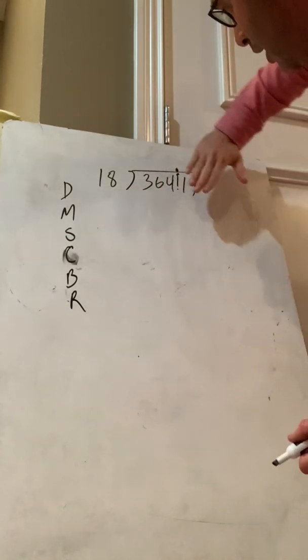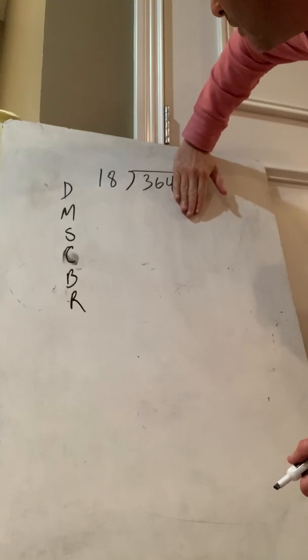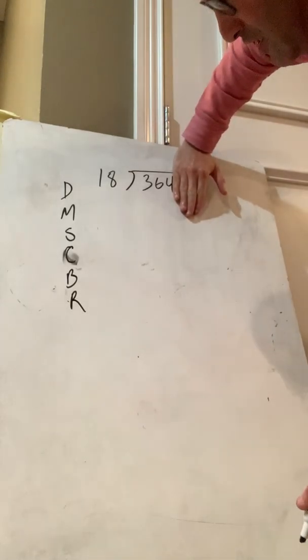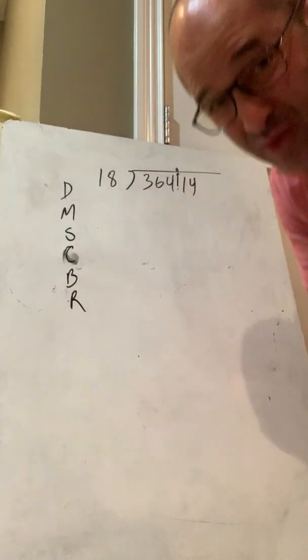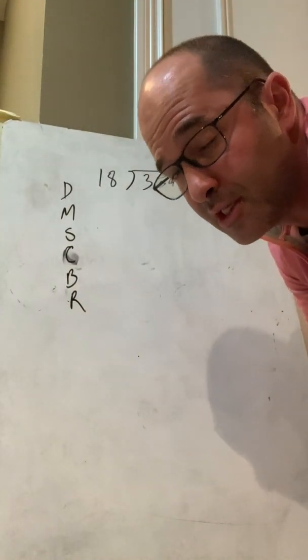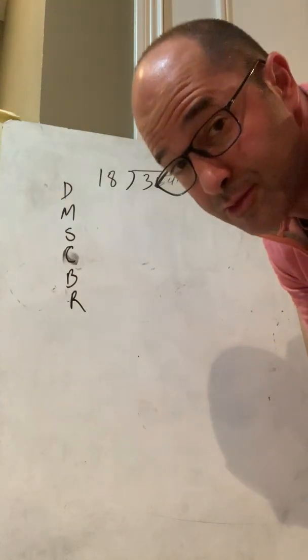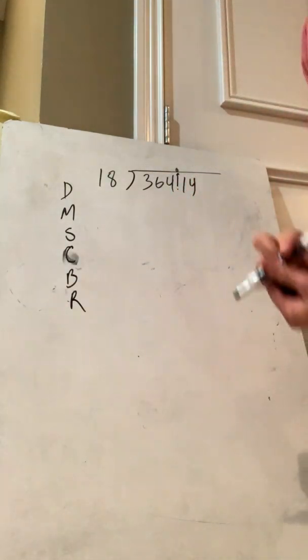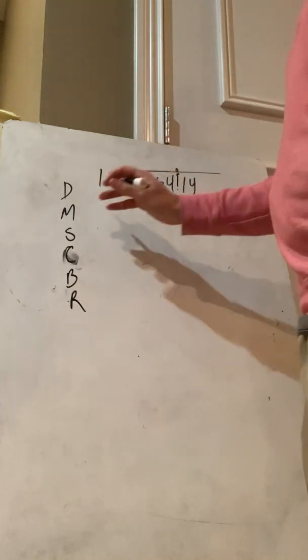And just looking at this problem, I know 18 times 2 is 36. So 18 times 20 is 360. Your answer is going to be really close to 20. A good estimate is 20 because 18 times 20 is 360. That's really close to 360. Keep that in mind. Let's start by dividing.